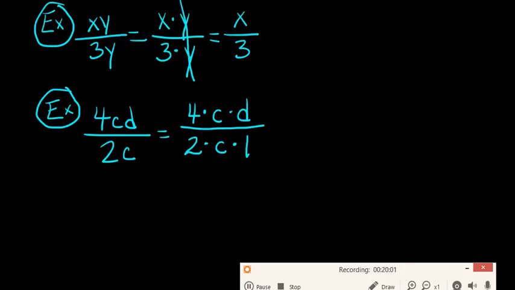So I know here that my c's are going to factor out, right? And I also know that 2 can divide into 4. 4 divided by 2 is 2. So 2d, and if it's over 1, we know that anything divided by 1 is itself. That factors all the way down to just 2d. Alright, we'll be doing some work like this in class tomorrow.